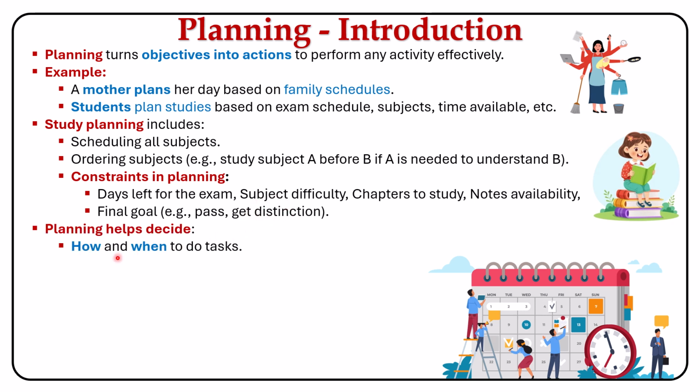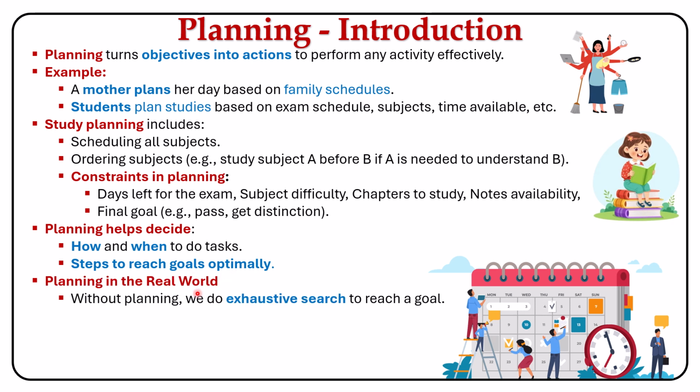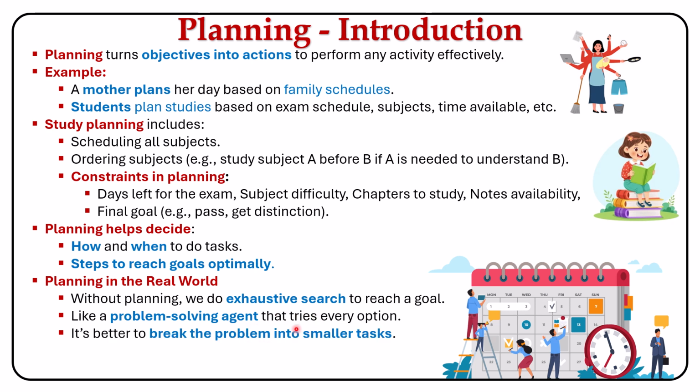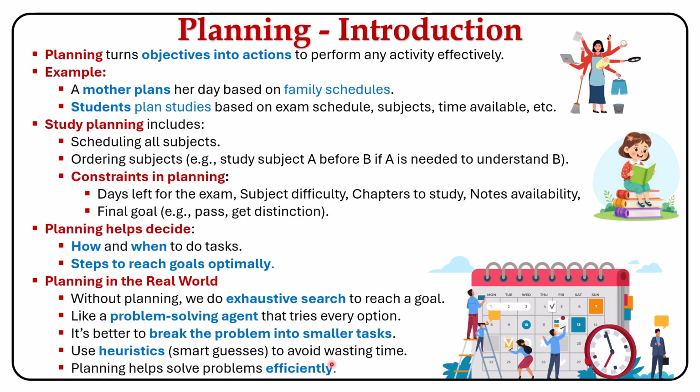Planning mainly helps us to decide how and when to do a task. And it has some steps to reach the goal optimally. Yes, without planning, we do exhaustive search to reach the goal. That is, like a problem solving agent, it tries every option in order to find the goal. So it is better to break the problem into smaller tasks. We can use heuristic search, that is smart guesses, in order to avoid wasting time. Planning mainly helps to solve the problem efficiently.